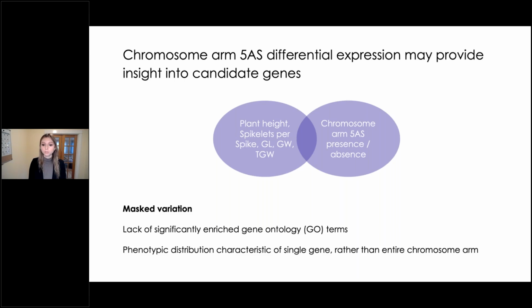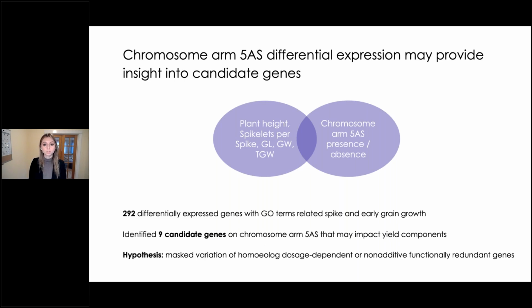So here I'd like to shift the focus to how structural variants present a unique opportunity to identify candidate genes that are associated with yield components that we measured that are likely coming from non-additive or functionally redundant genes. In our fine mapping population, the chromosome 5A short arm structural variant can be thought of as like a large knockout study to compare to the presence of the short arm. And we sifted through GO-terms related to all of our differentially expressed genes and ended up identifying 292 with GO-terms related to spike development and early grain growth.